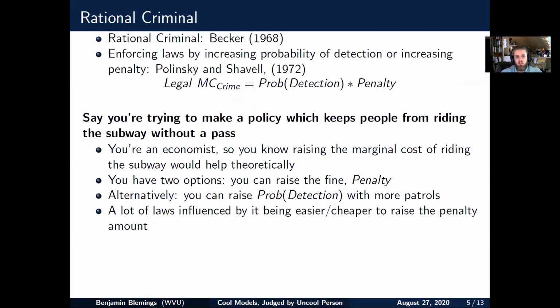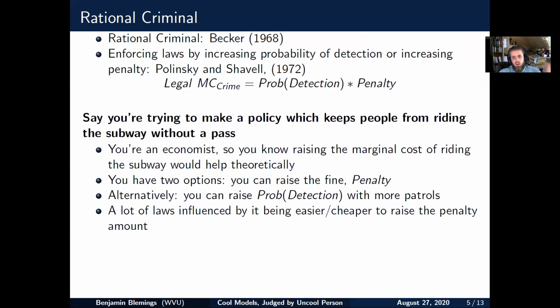And so what I think is an interesting insight about how this can be used is, say you're trying to make a policy which keeps people from riding the subway without a pass. You're an economist, so you can just increase the fine for getting caught for riding the subway without a pass, or you can just do more patrols. And either way, the marginal cost of crime will go up.